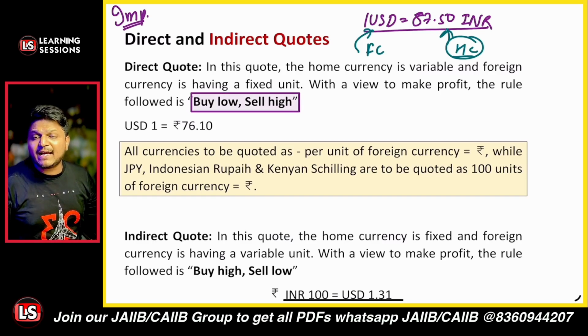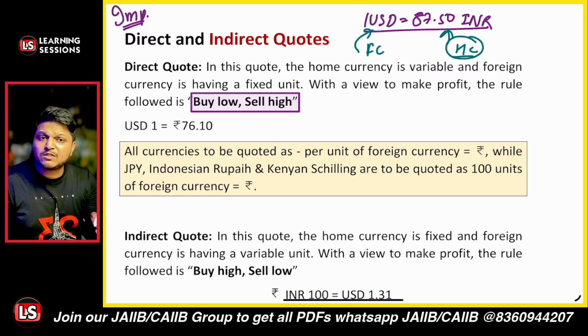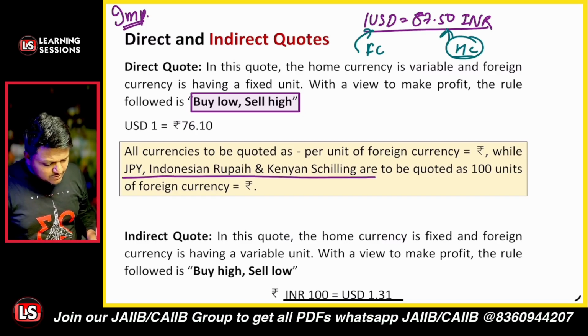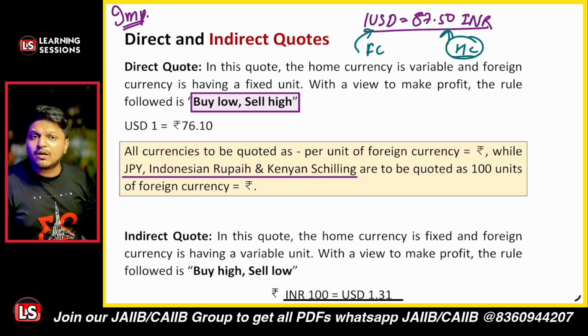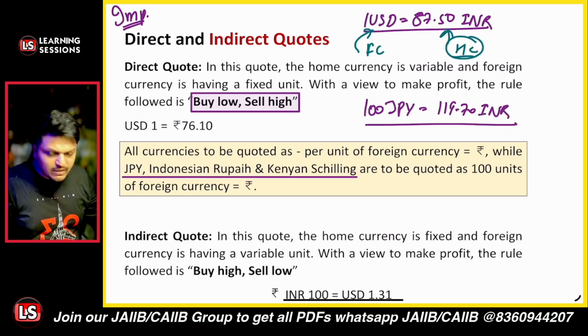All the currencies are actually quoted per 1 unit of the foreign currency. Like we say 1 USD is equal to this, 1 euro is equal to this, 1 GBP is equal to this. But in the case of three currencies, that is Japanese yen, Kenyan shilling, and Indonesian rupiah, the quotes are given for 100 units of the foreign currency. We'll never give the quote as 1 JPY is equal to this. We'll give the quote like 100 Japanese yen is equal to, let's say, 119.70 INR. It will not be given for a single unit of the currency, but for 100 units, for Japanese yen, Kenyan shilling, and the Indonesian rupiah, right?